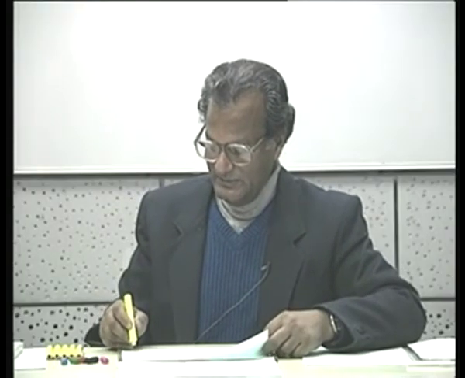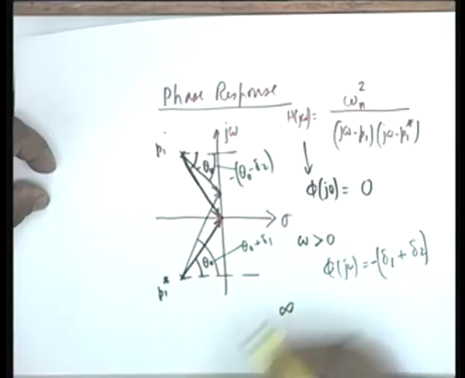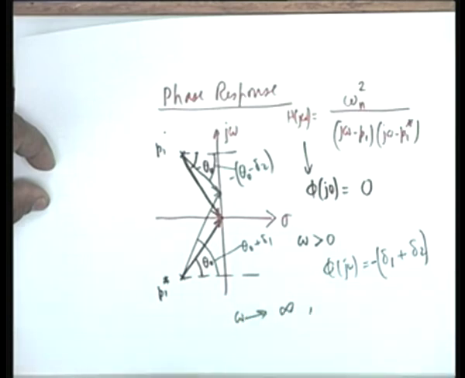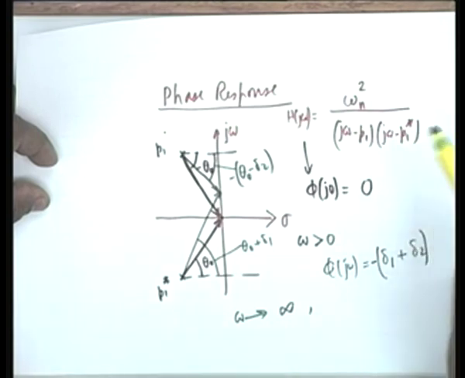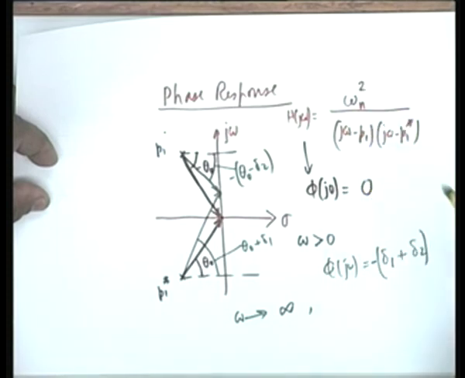Now, the other frequency that you have to consider is infinity. As omega goes to infinity, the phase of the denominator would be 90 minus 180, so the total phase will be minus 180.